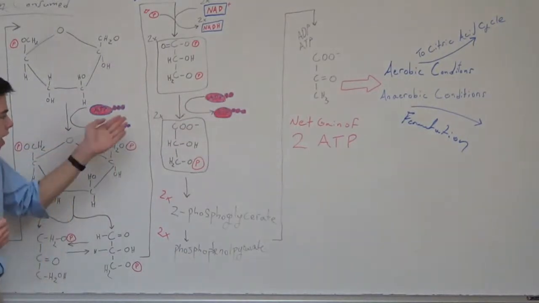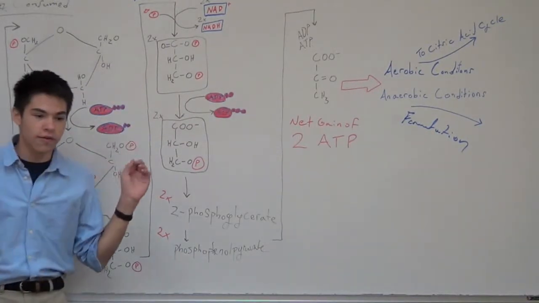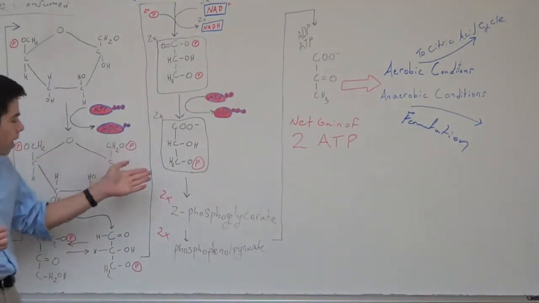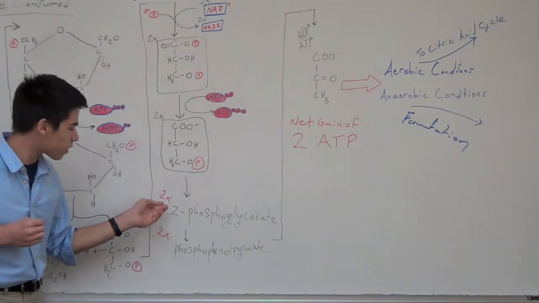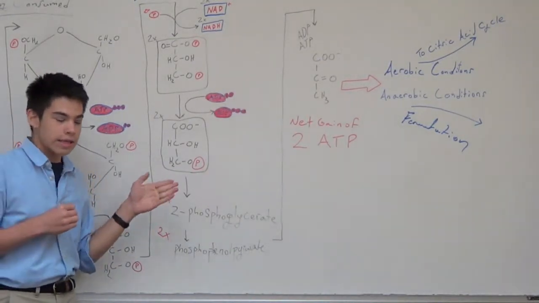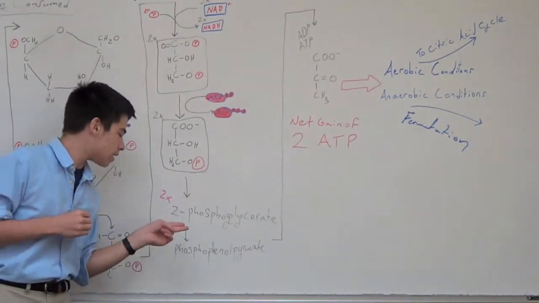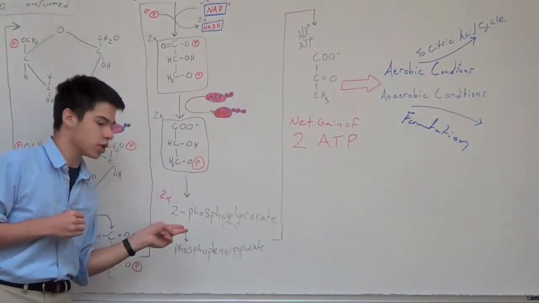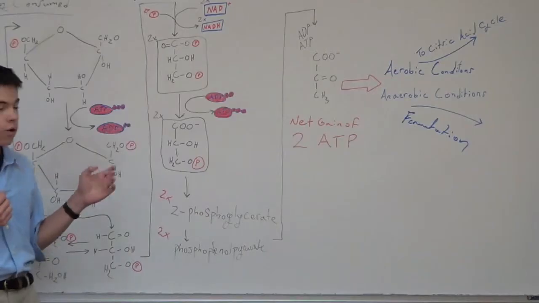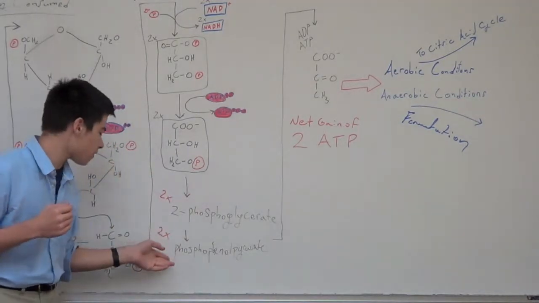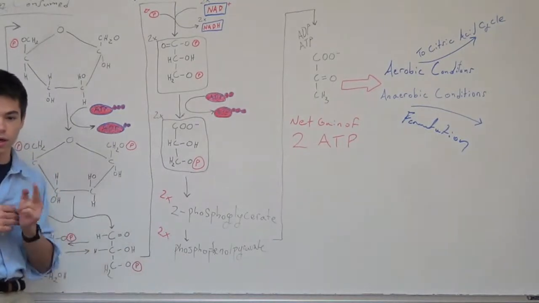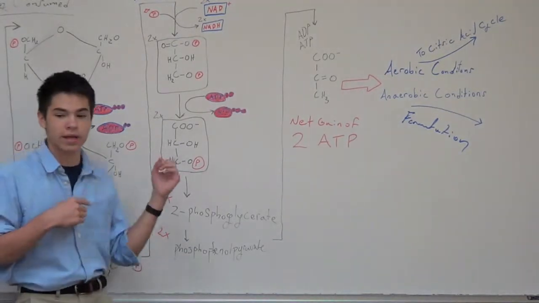So the product of this reaction here is 3-phosphoglycerate, and that is then converted to phosphoenolpyruvate, which I was too lazy to write out. So we have 2 of those molecules, 2 of phosphoenolpyruvate, and this phosphoenolpyruvate is the second high energy intermediate.